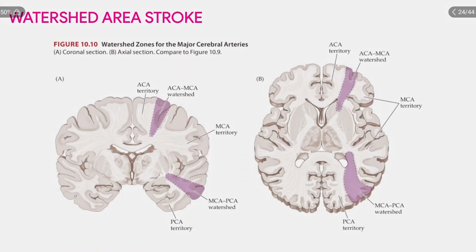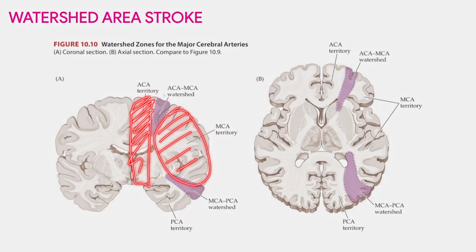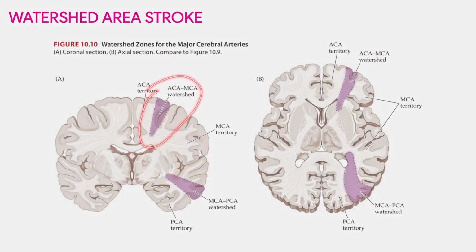Next, coming to a few final miscellaneous topics. There's something called the watershed area, which is the area that lies between two major arterial territories. Now, here, for example, this is an ACA-MCA watershed area. We know here in the midline, this is supplied by ACA, and this would be MCA. The area between these is the watershed. Why is this watershed area important? When would you see a lesion in the watershed area?